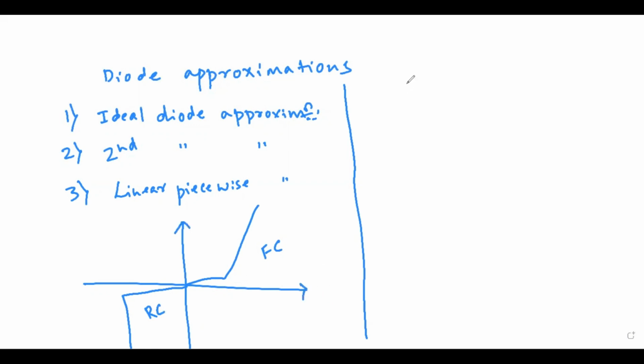Now, if we consider the ideal diode approximation, ideal means we assume that the diode starts conducting as soon as you apply an external voltage. It means there is no depletion region inside it. Therefore, as soon as you apply the external voltage, it starts conducting, and there is no forward resistance.